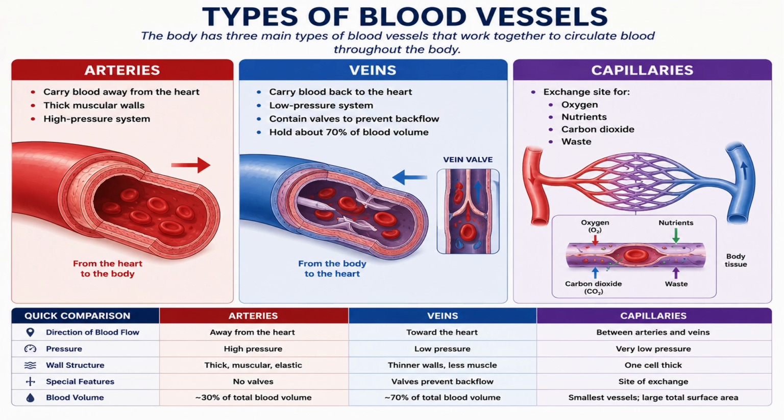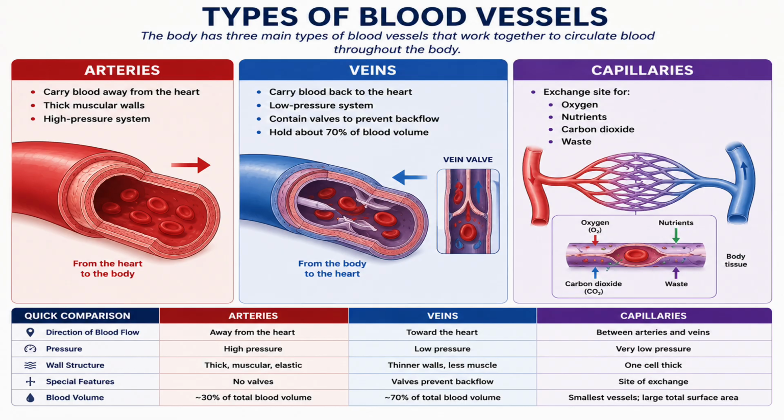On this slide, we're going to review the three major types of blood vessels. And this is an anatomy concept, so it's something that you should already be familiar with. You have arteries, veins, and capillaries. Each vessel type has specialized structure and function that helps maintain circulation and tissue perfusion throughout the body.